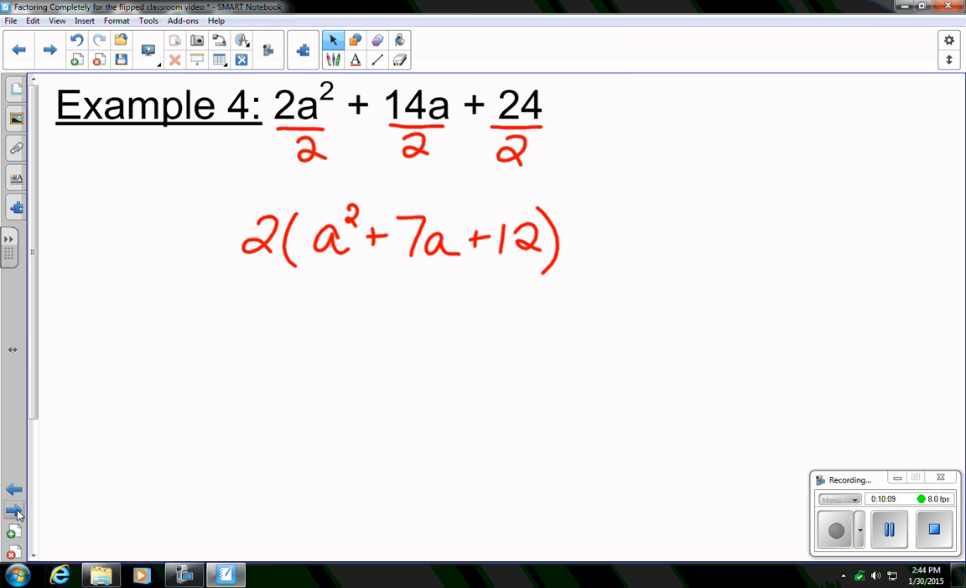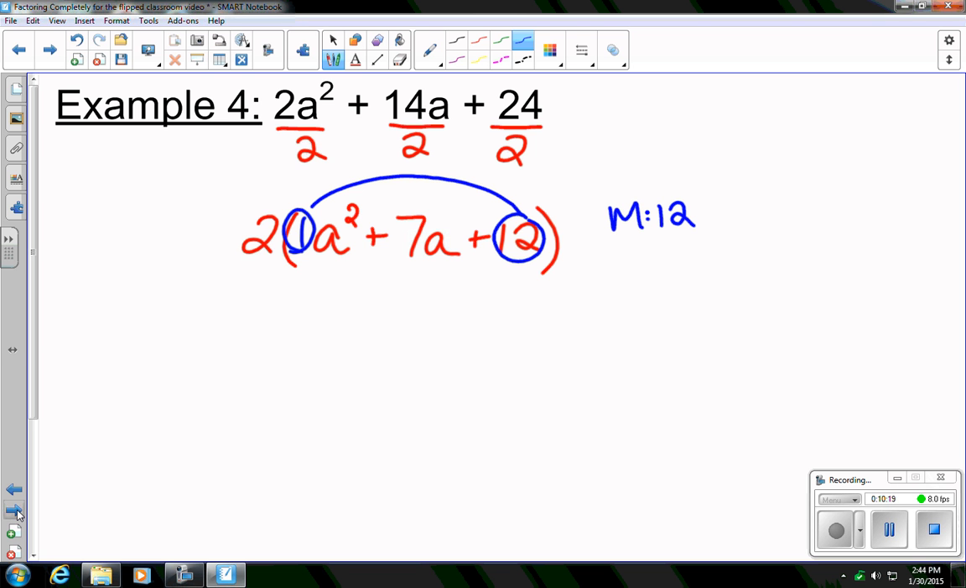And now if you look at what's inside the parentheses, we have a trinomial. So there's a 1 in front of the a squared, and 1 times 12 is 12. So we want to find two numbers that multiply to 12, but also add to 7. So take a minute, pause the video, try to come up with those two numbers to split this middle term into, and then pick back up when you're ready to work through the remainder of the problem.